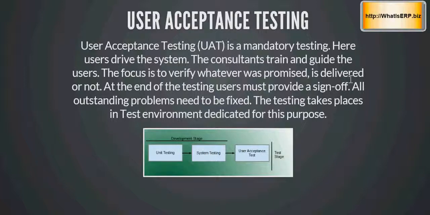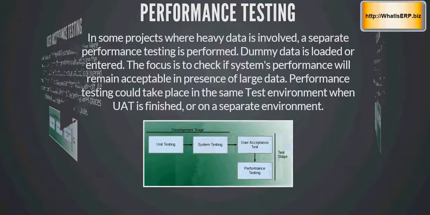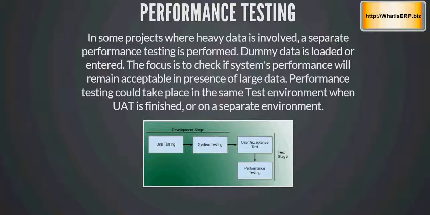Whatever problems come up during UAT, they have to be logged in the issue log, and they have to be fixed before we can go live. Sometimes performance testing takes place on a separate environment or in the same environment once UAT is finished. This is in the picture if there are tons of transactions that have to be dealt with by the ERP system. If we have a huge number of transactions, then performance testing will be in the picture, and here dummy data will be loaded and it will be tested whether the system is able to process all this data in the required time or not.